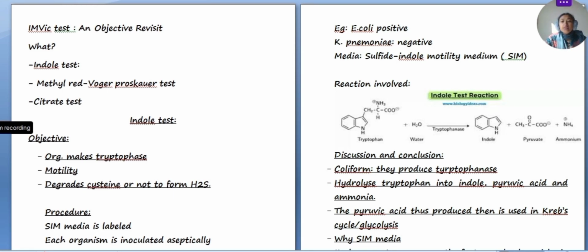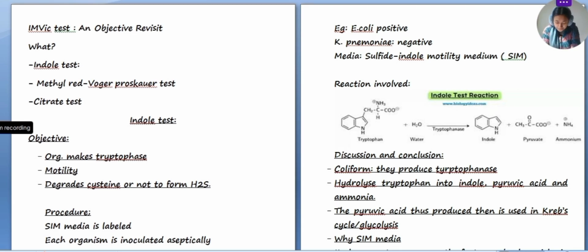Firstly, we have the SIM media, which is the sulfur indole motility media. It is used to check the motility, and if the organism is motile, then we would see the spreading of the organism in the test tube. Otherwise, it is concentrated. Then after the SIM media, we have the Kovacs reagent, which is also important. Kovacs reagent includes hydrogen chloride, amyl alcohol, and p-dimethylaminobenzaldehyde. The aldehyde can condense with the CH2 of the pyrrole of the indole, and it will later form a ring.